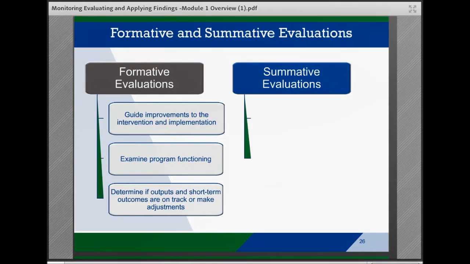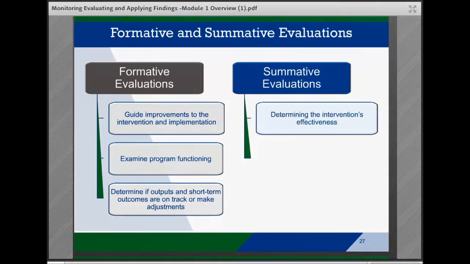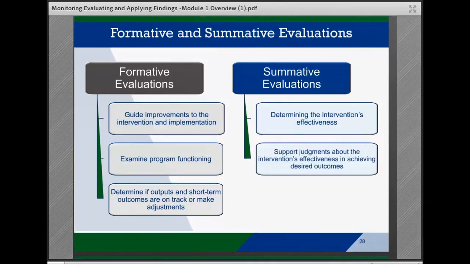Summative evaluation helps teams to collect and assess data and information related to determining the effectiveness of the intervention, program, or practice, and supports decisions about the intervention's effectiveness in achieving the desired outcomes in the agency context. A summative evaluation should be conducted once the intervention is no longer being adapted through formative evaluation findings.